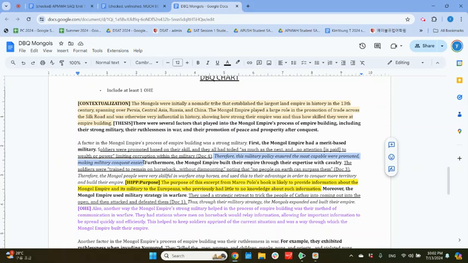So if these students are weak writers, then this is a good class to take because I teach them how to not only use that historical information, but to write clearly and concisely.